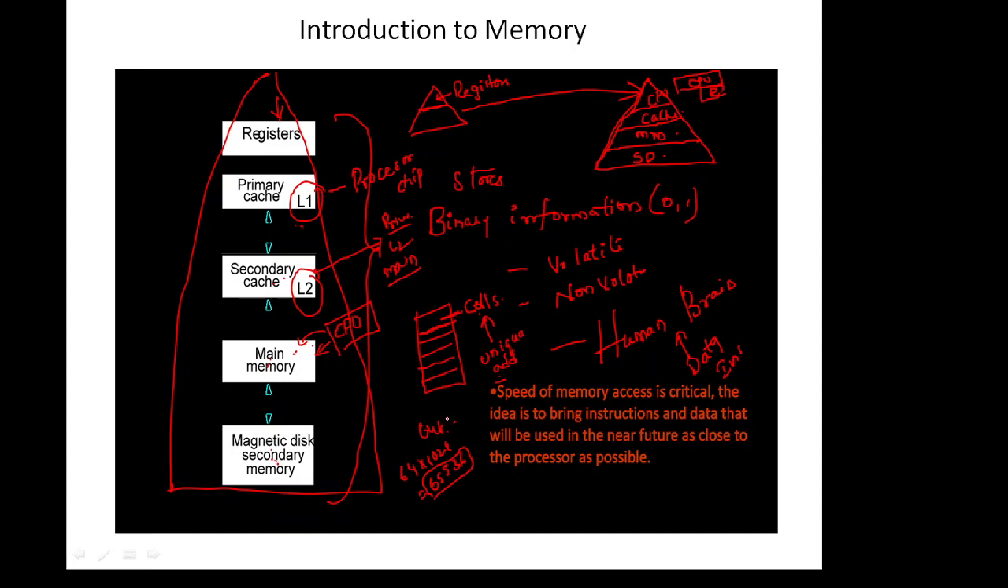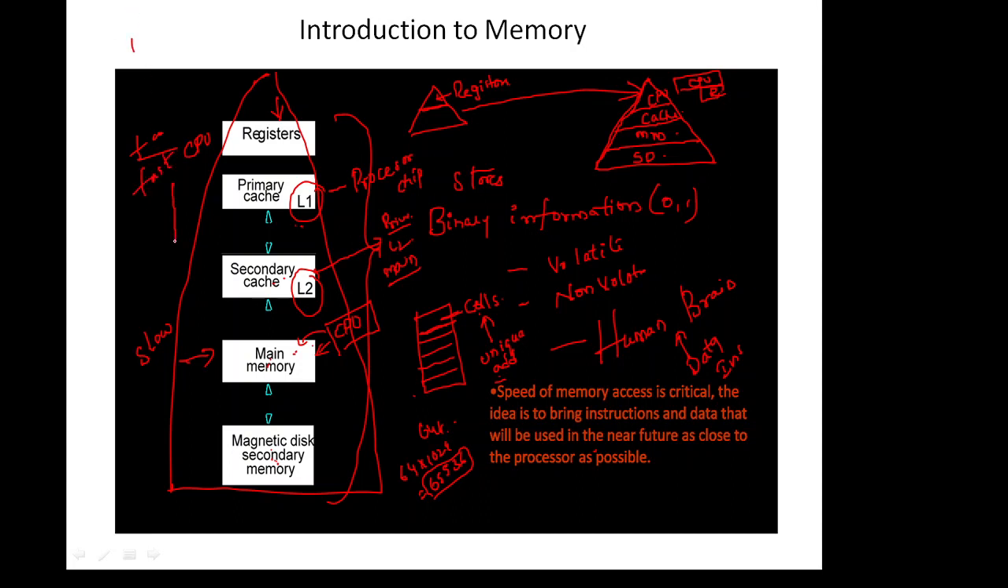Here the speed of memory access is critical. The idea is to bring instructions and data that will be used in the near future as close to the processor as possible. That is the main motto for having so many memories. You may have a doubt: we have the main memory, so why do we have a cache memory between the main memory and the CPU? Because the main memory is very slow, whereas the CPU is very fast.